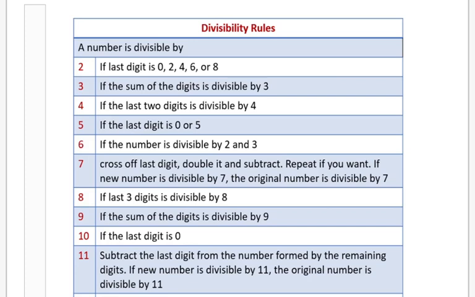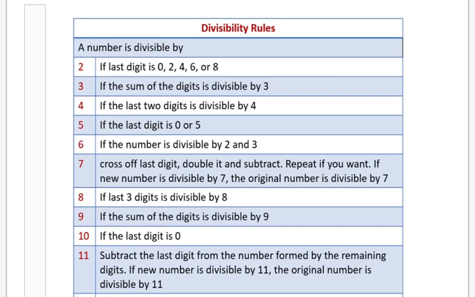Now see, a number is divisible by, first start from 2, 3, 4, 5, 6, 7, 8, 9, 10 and 11. First of all we start from the 2. A number is divisible by 2 if the given condition is what? The last digit is either 0, 2, 4, 6 or 8.